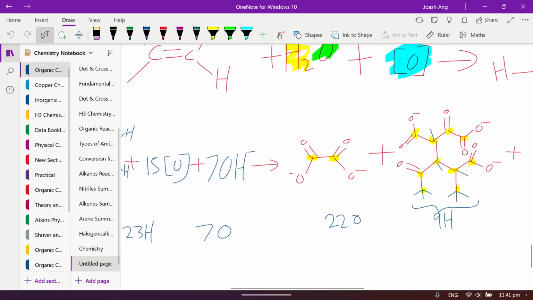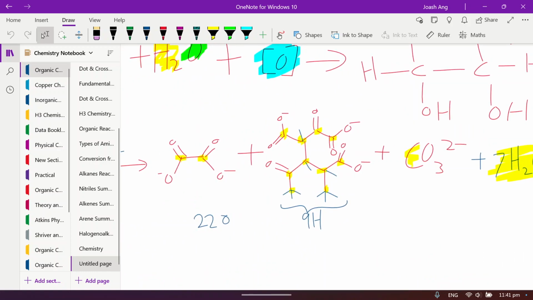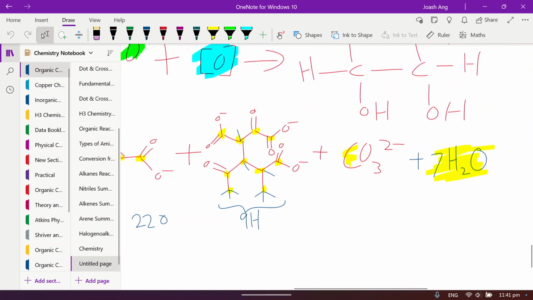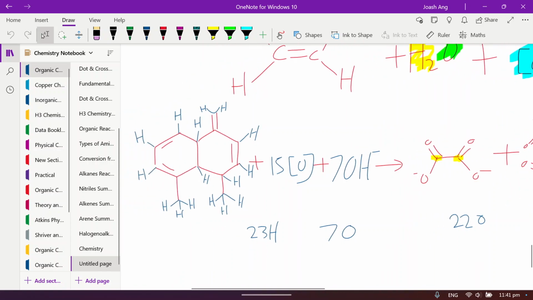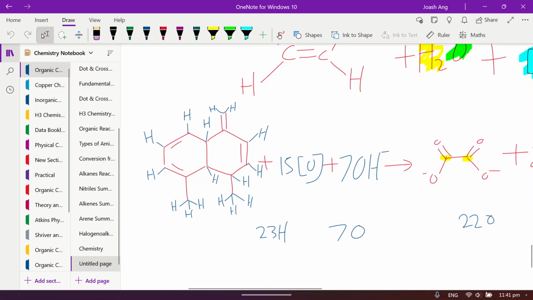Then the last step is to balance the number of oxygen. So we have counted there's a total of 22 oxygen including the 7 water molecules right there. So 22 oxygen on right hand side. And we know that there's 7 oxygen from hydroxide ion. So that's why we added 15 of the bracket O.